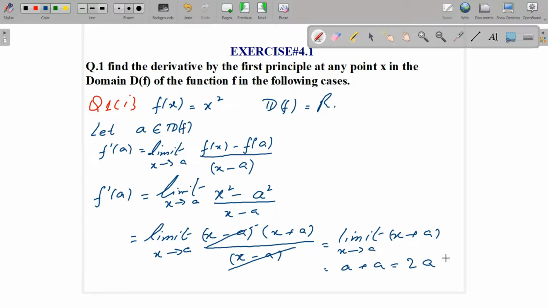Now we want to find the derivative at any point x. So just replace a by x. So what is the derivative? You have f prime of x is equal to 2x for all x belonging to the domain of f. So this is the required answer. Now let's move on to the next question, which we are going to solve. Hope you understand this question.